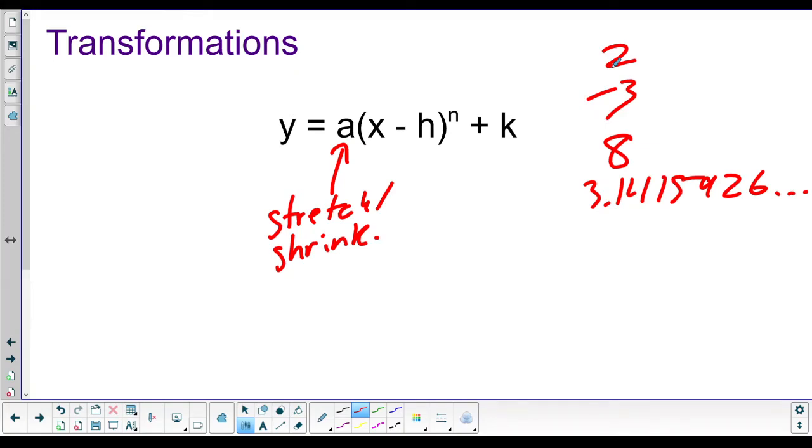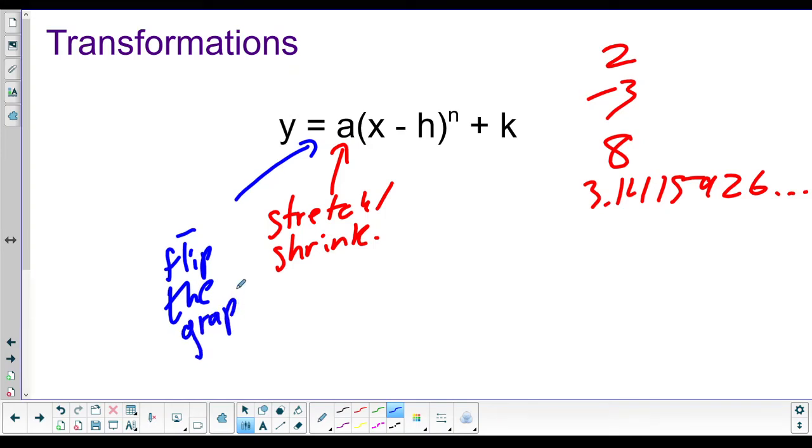And you're going to say, but Barton, what about the negative? Why are we ignoring it? Okay, breathe, kid. We're getting there. The other thing that A can do is if it is negative, it can flip the graph. So this A value is in charge of two things. It can flip stuff upside down, or it can stretch it or make it short and fat.